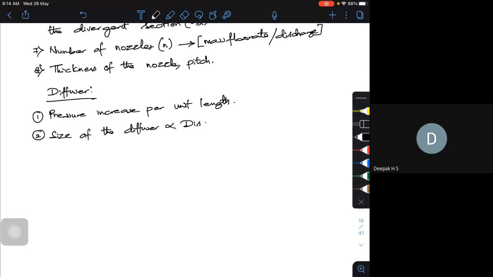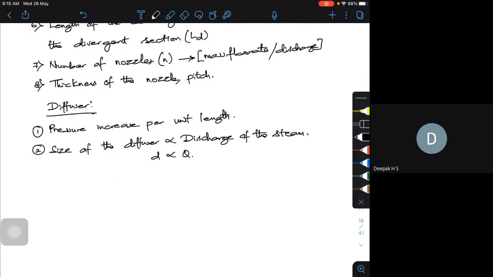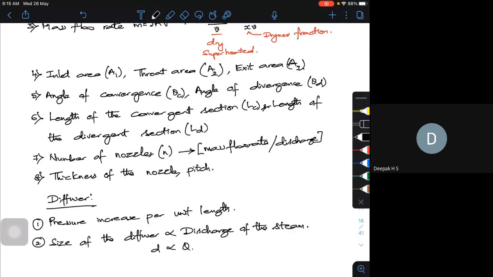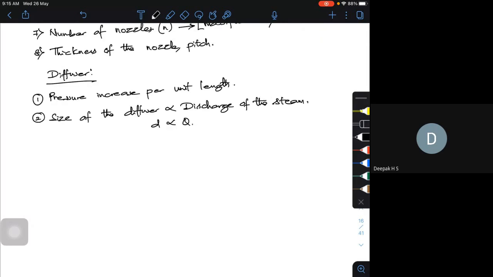Once again, discharge of the steam. That means your diameter is proportional to your discharge. But here I don't have any throat area. So what is left here? It is your inlet area and exit area. That's all. If I take the inlet area as A1, the exit area as A2, I don't have any throat area.